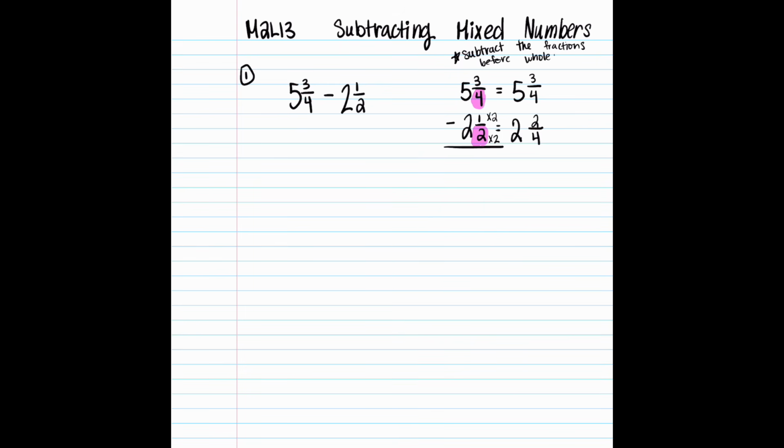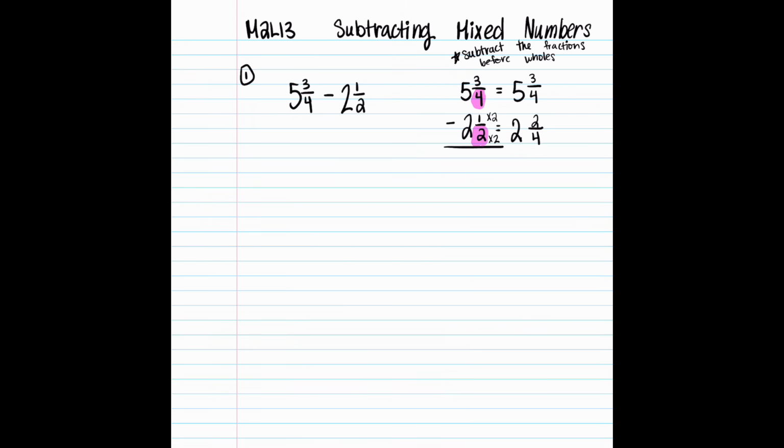And that is really important because later on we're going to have different numbers where this fraction will be smaller than this one. And we may have to borrow from our whole number. So that's really important to look at. Just like we do our big numbers with no fractions, we have to subtract from that smaller place value.